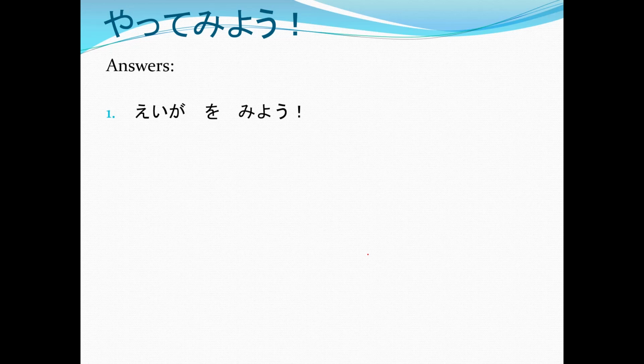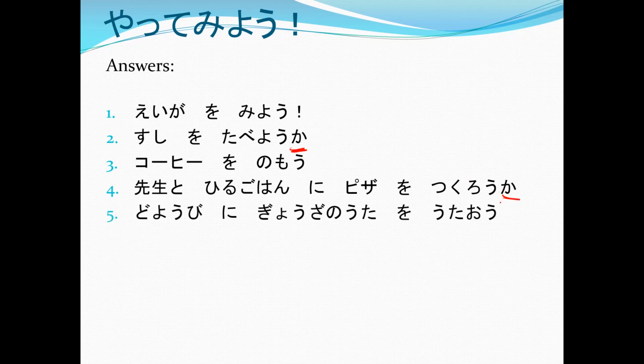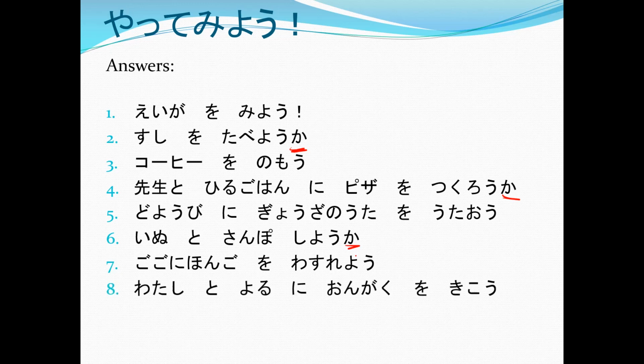So pause if you wanted to. Answers. 映画を見よう. Sushi o tabeyou ka? See how we've left that ka there? It implies like, shall we? Rather than let's. コーヒーを飲もう. Sensei to hiru gohan ni pizza wo tsukurou ka? Of course. Again, we're keeping that ka because it's shall we. 土曜日に餃子の歌を歌おう. 犬と散歩しようか? Last, again, we're keeping that ka because we're saying shall we. 午後日本語を忘れよう. And lastly, 私と夜に音楽を聴こう.